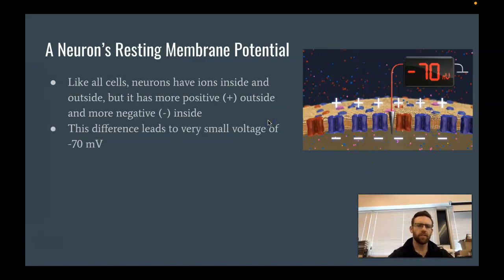Now, the difference here is that there's more positive charges on the outside and more negative charges on the inside. And that leads to a very small charge, or what we call a very small voltage. We can actually measure it, and it's negative 70 millivolts. So a very small voltage. You might have heard of volts and voltage, like you might have a 9-volt battery lying around. Here we're dealing with millivolts, so very small voltage.